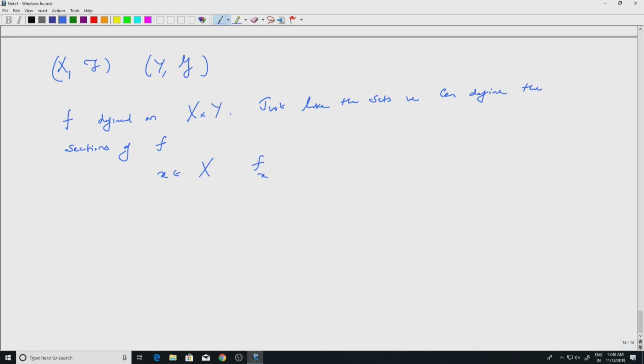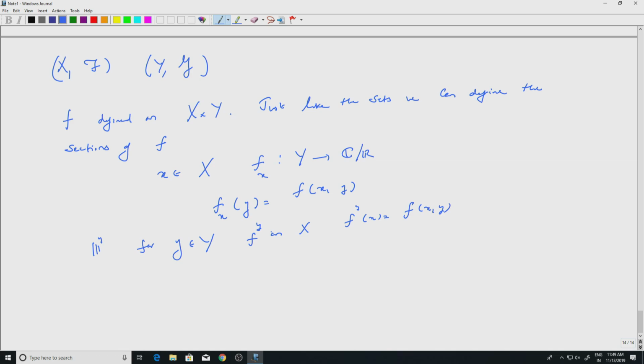So, f sub x would be a function on Y to C, or any other space. How do you define this? You define f sub x at y to be f of x comma y. This is the natural definition. Similarly, for y in Y, define f super y. This would be a function on X, so f super y at x is f of x comma y again.